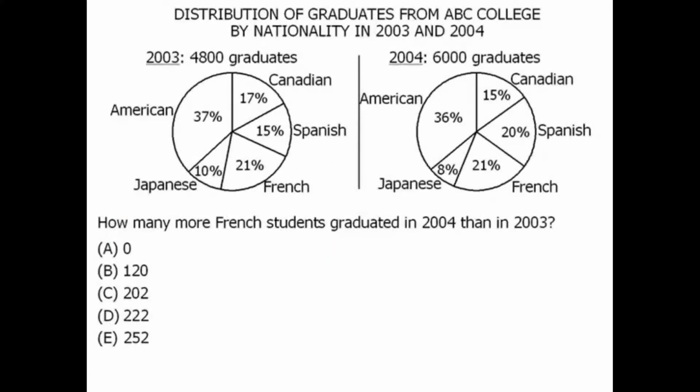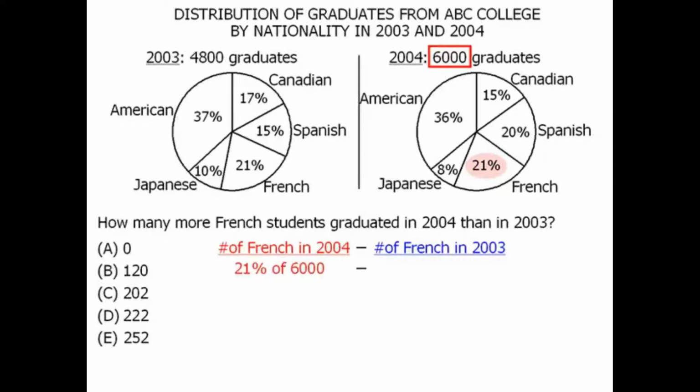To answer this question, we'll take the total number of French students who graduated in 2004 and subtract the total number of French students who graduated in 2003. Let's begin with 2004. The pie chart tells us that in 2004, 21% of the 6,000 graduates were French, so we can add that information here. In 2003, we're told that 21% of the 4,800 graduates were French, so we can add that here.